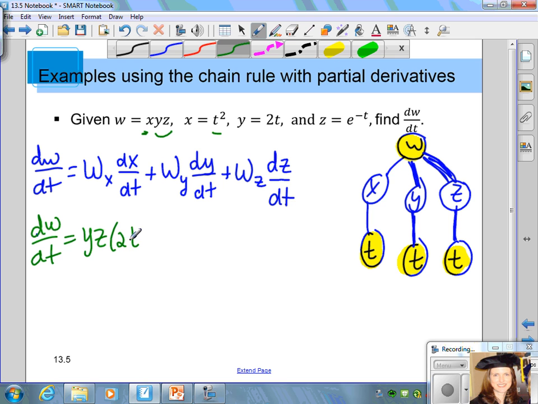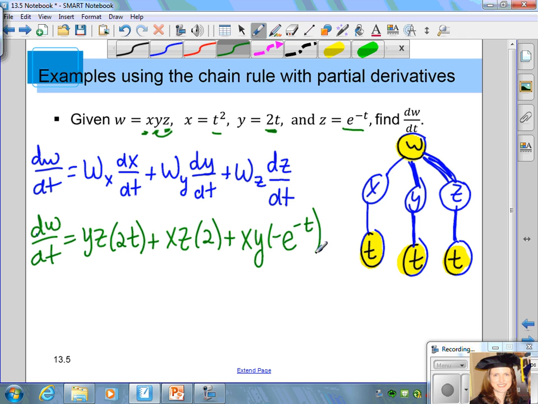That's our 2t, plus the partial derivative of w with respect to y. Treat y as a variable, and then x and z are constants: xz times the derivative of y with respect to t. That's going to be our 2, plus the partial derivative of w with respect to z. Treat z as the variable, x and y are constants, times the derivative of z with respect to t, and that's going to be our negative e to the negative t power.